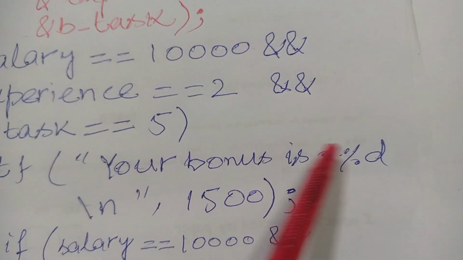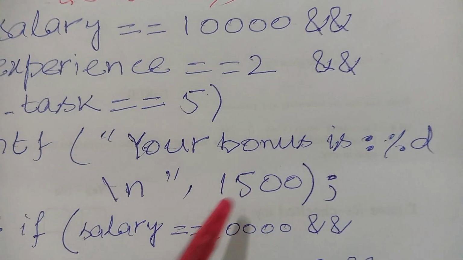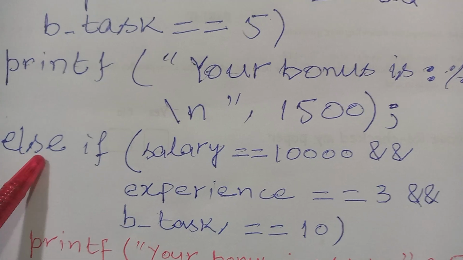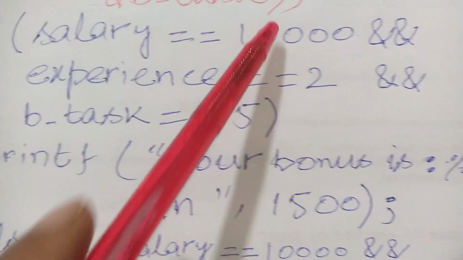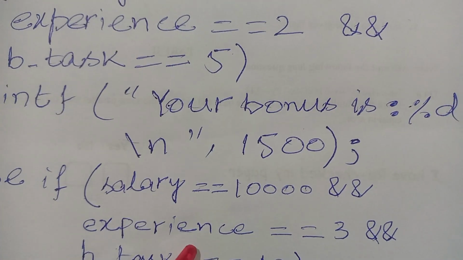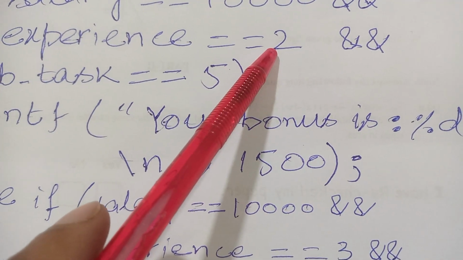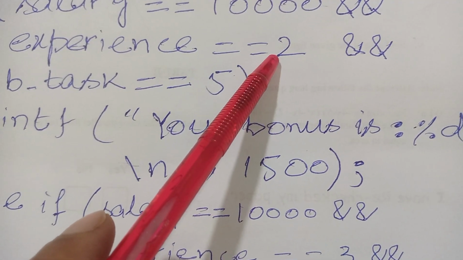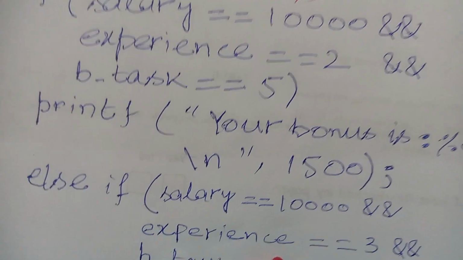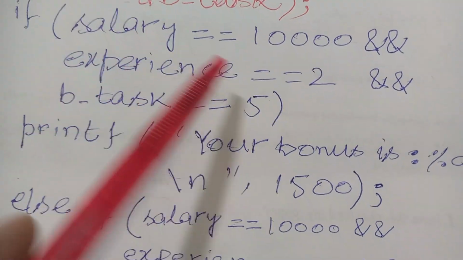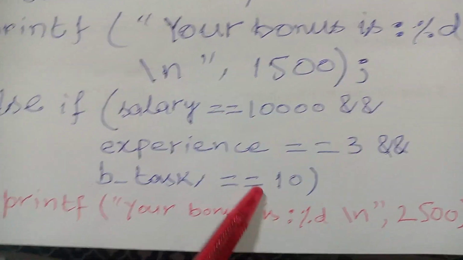Printf, your bonus is %d backslash n, 1500. This value will be printed on the screen. After that, we will check the next condition, else if salary equal to 10,000. Here the salary is 10,000 and experience is equal to 3, whereas experience was equal to 2 in the last if statement, and bonus task is equal to 10.